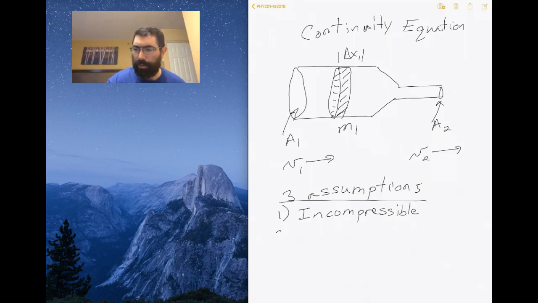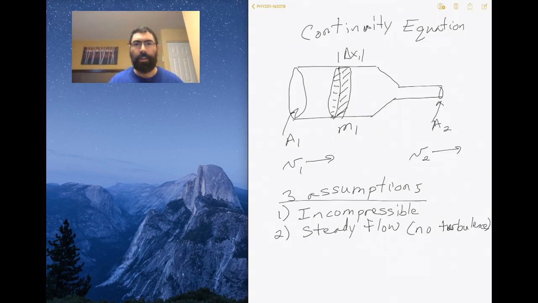And the second one is that it's a steady flow, or basically, there's no turbulence. So the fluid is going to flow steadily through there, and it's not going to mix around, which is what we mean by turbulence. It's just going to move from the left to the right without swirling around.